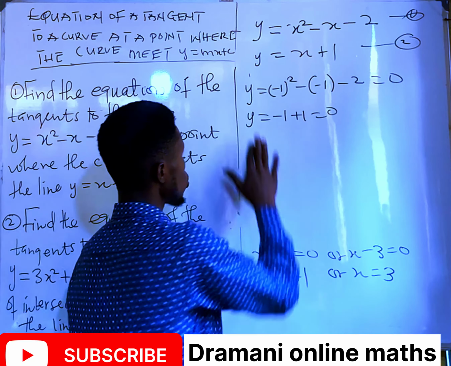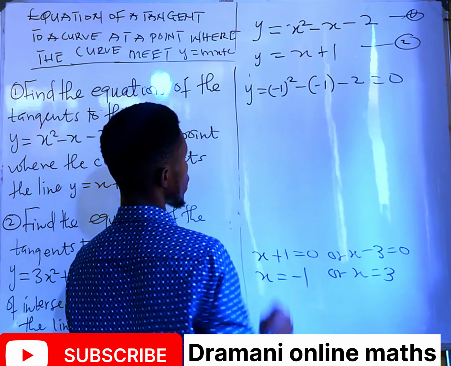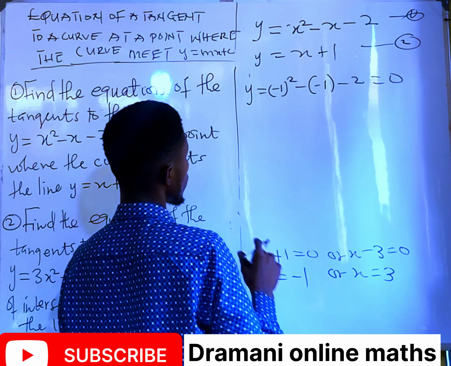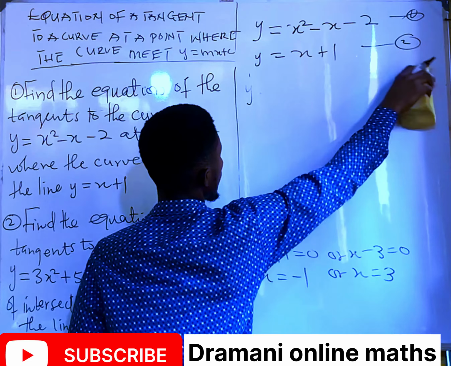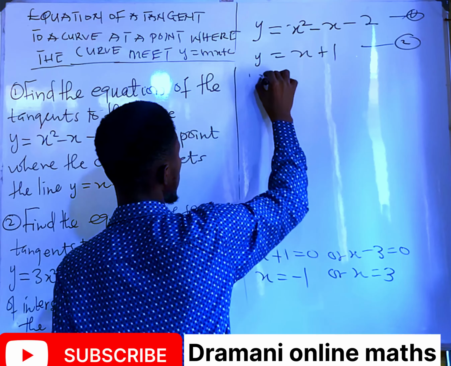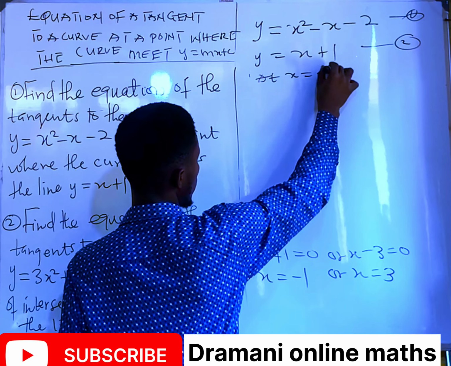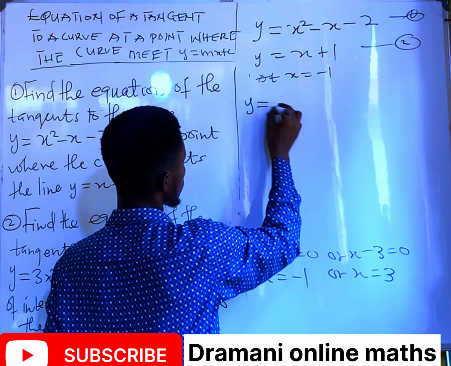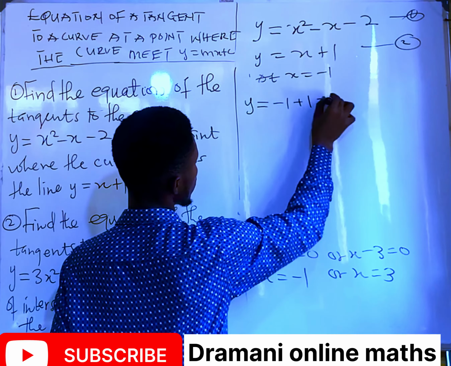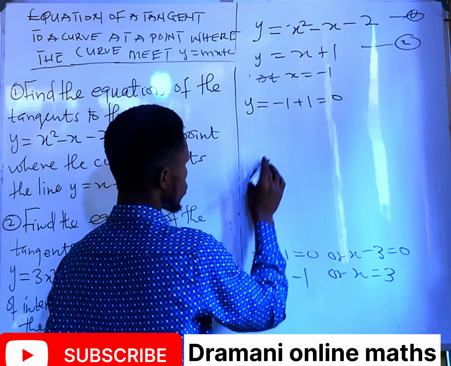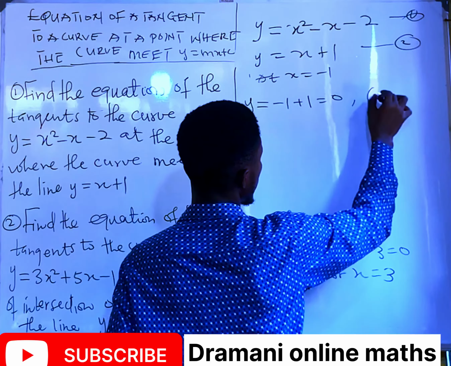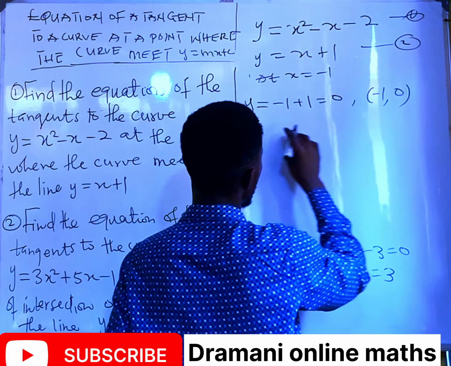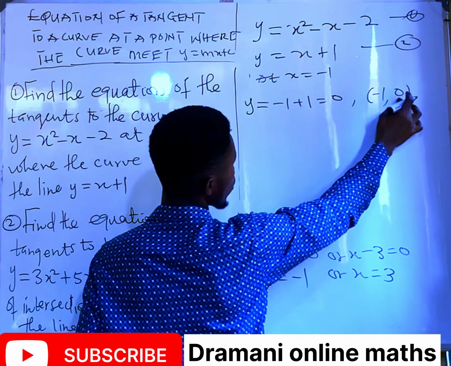So here, when you put x there, you have to say that at x equals negative 1. Then you put it, I'm using this one. I don't want to suffer. Negative 1 plus 1. That's 0. So we have 1 point, negative 1, 0. So at x equals negative 1, y will be 0.